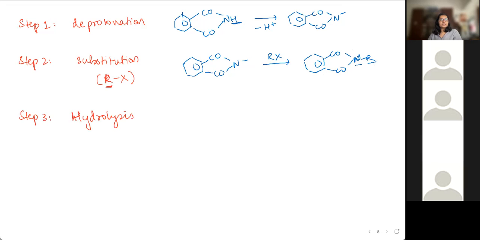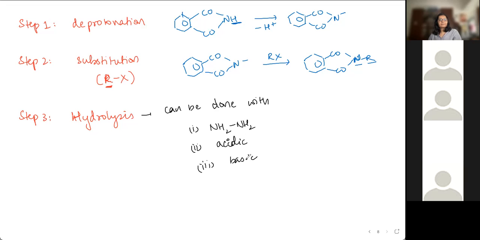So this particular hydrolysis can be either acidic hydrolysis. So it can be done with either hydrazine, which is NH2NH2, or acidic hydrolysis, or it could be a basic hydrolysis. So anyone. Okay. So these are like the main points you need to know about Gabriel phthalimide synthesis.